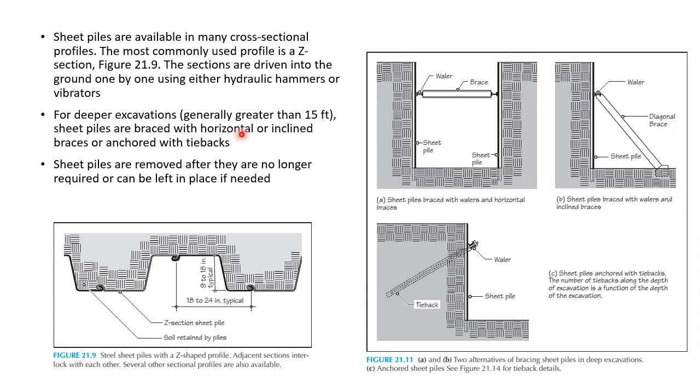The sections are driven into the ground by using either hydraulic hammer ataupun vibrators. For deeper excavation, generally greater than 15 feet dalam, sheet piles are braced with horizontal or inclined braces or anchored with tie backs. Sama ada dia akan anchor dengan tie backs macam ni ataupun dia pakai braces like this ataupun incline like this. Sheet piles are removed after they are no longer required and can be left in place if needed. So dia boleh jadi permanent ataupun temporary wall.